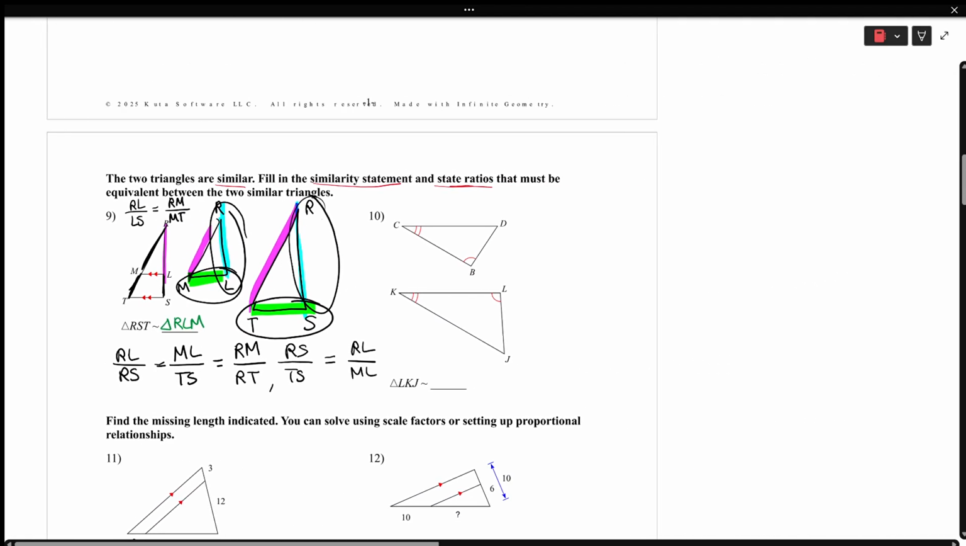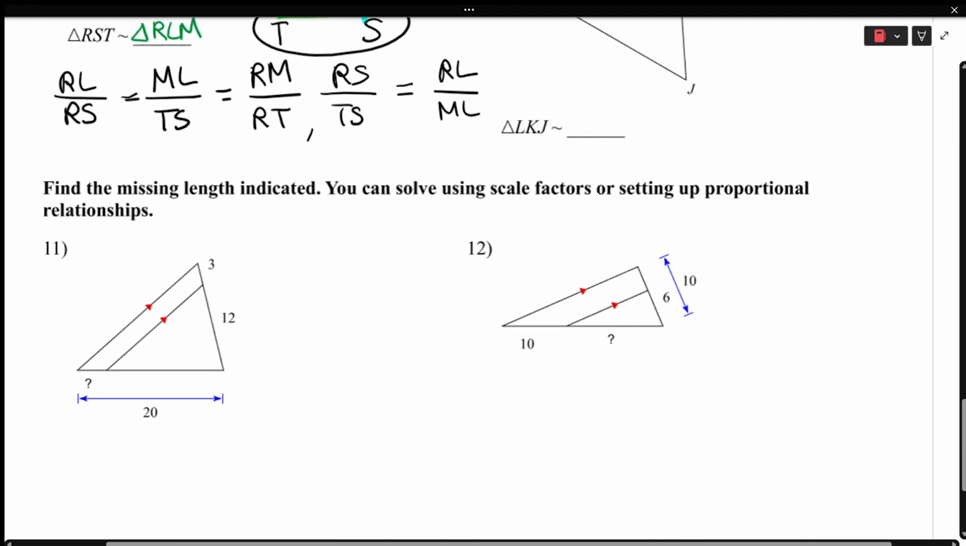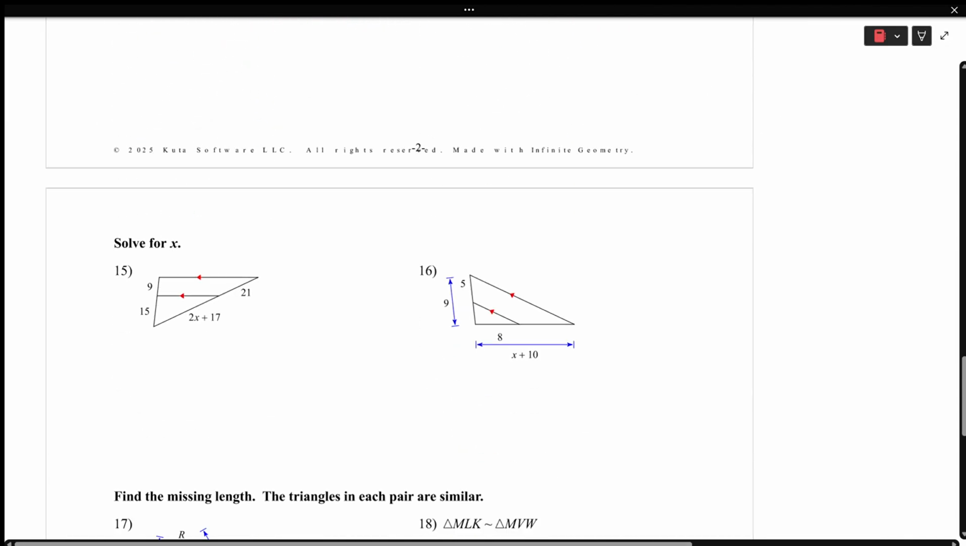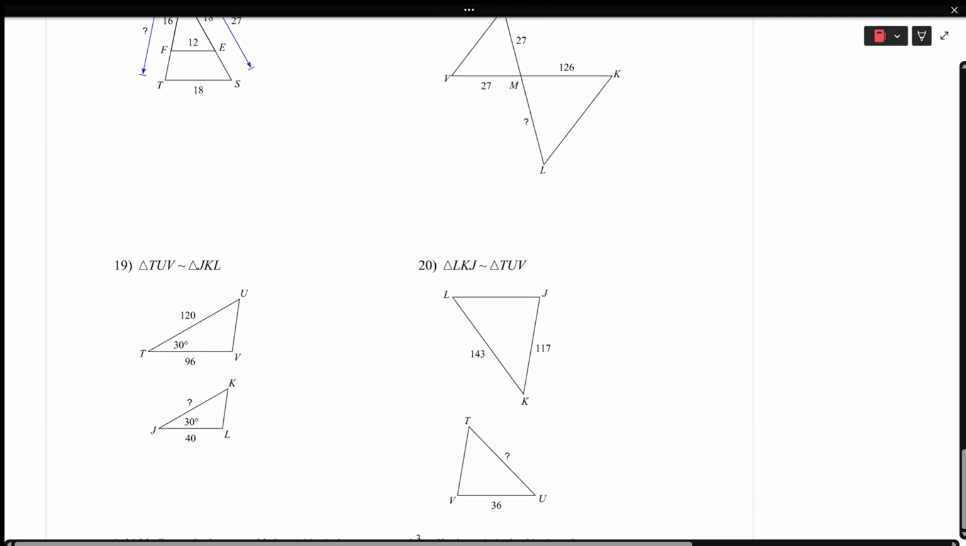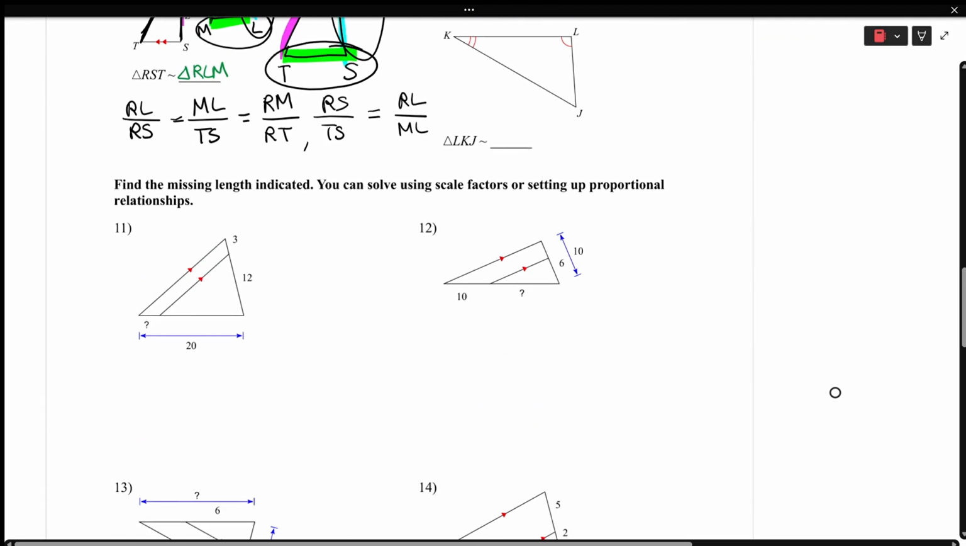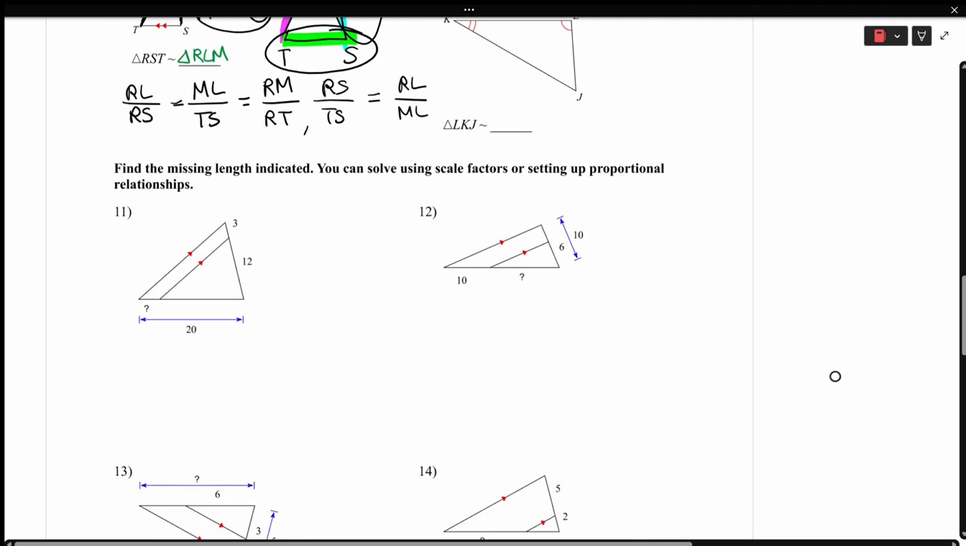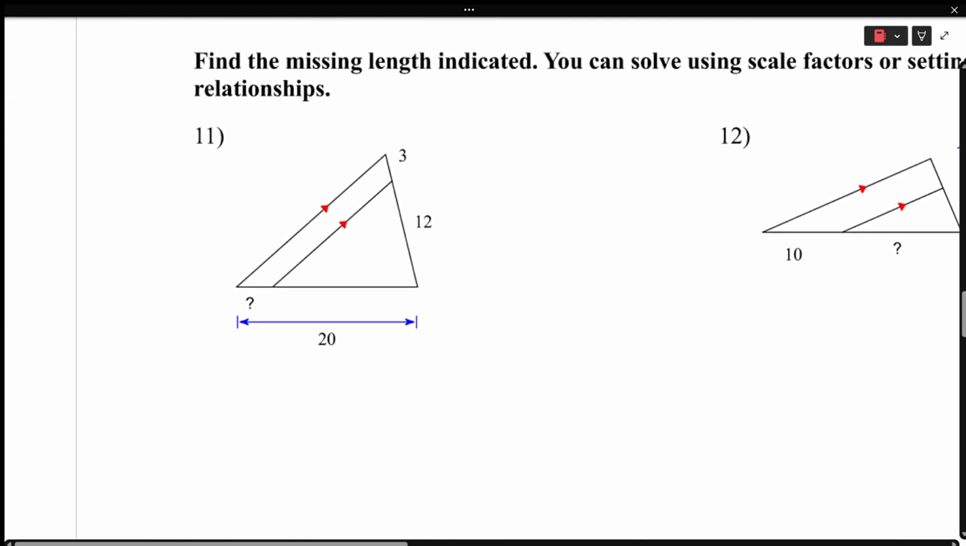Try out number 10. Okay, I'm going to do a couple of these problems, but from now on, 11 through 20, all of them could be solved the same way. So maybe I'll just do 3 of them, and I'm going to expect you to be able to try the rest on your own. Let's look at number 11, right?